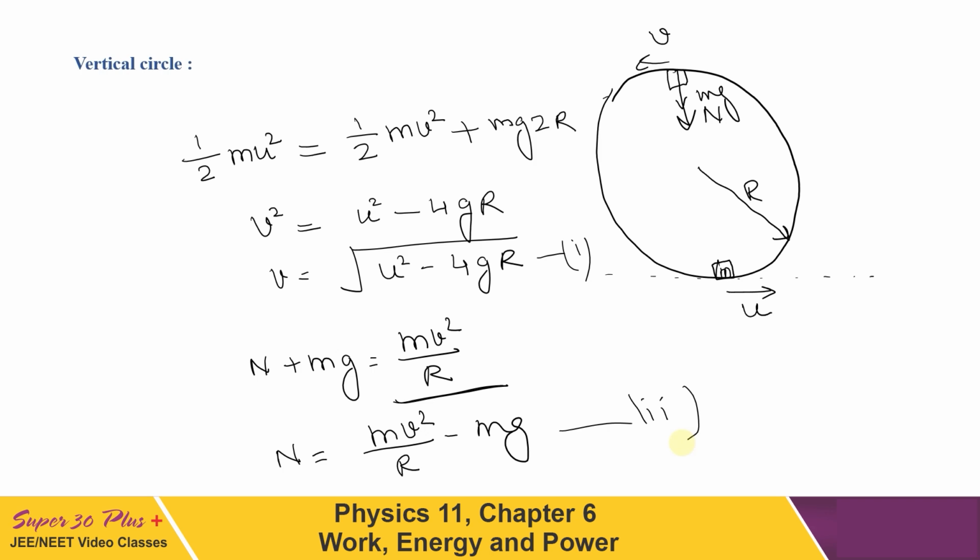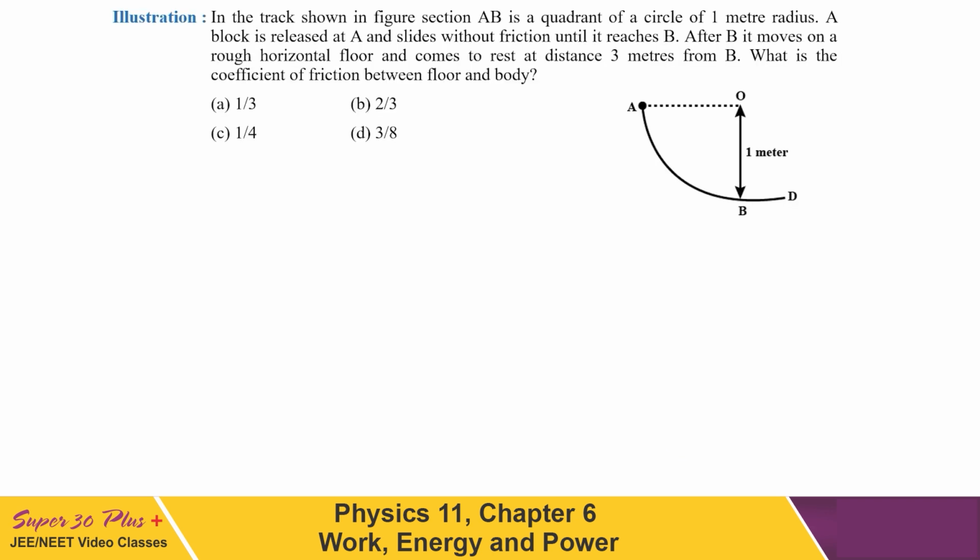I have taken one example also in this session. Let us consider one illustration. In the track shown in the figure, section AB is a quadrant of a circle of 1 meter radius. A block is released at A and slides without friction until it reaches B. After B, it moves on a rough horizontal floor. This portion B to D is rough and the block comes to rest at a distance of 3 meters from B. What is the coefficient of friction between floor and body?